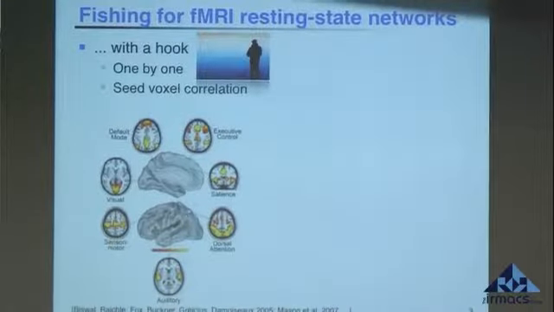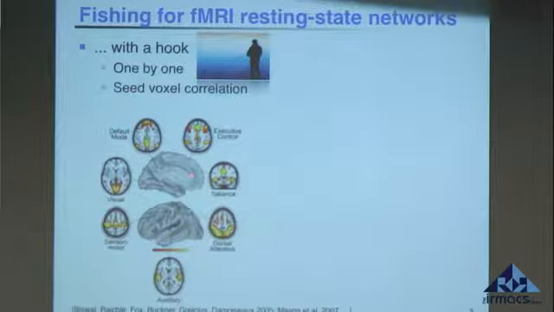Now, since we're in Vancouver, I tried to put in a Canadian slide here. If you like to go fishing for fMRI resting state networks, one way to do it is to pick a specific hook, and then you go fishing for the fish that goes with that hook. That would correspond to the seed voxel correlation method, where you pick your seed voxel and then correlate with the time courses of all the other voxels in your brain. You get a correlation map that you threshold, and so you identify the network of which the seed voxel is the hub, or part. That works pretty well, as you can see in this illustration.